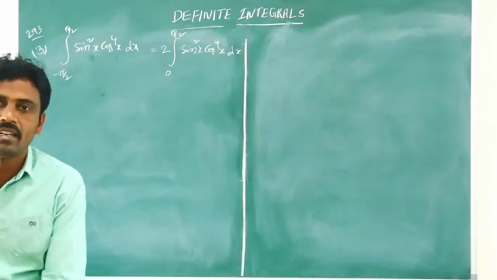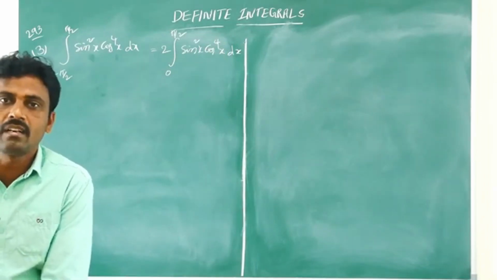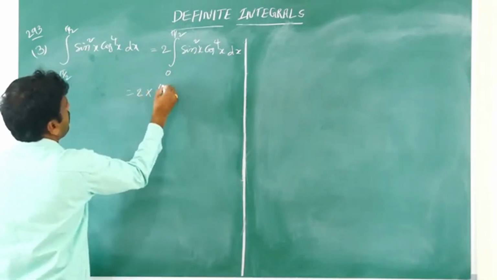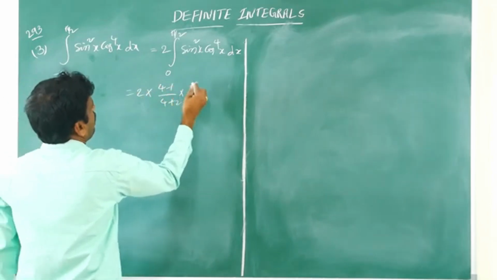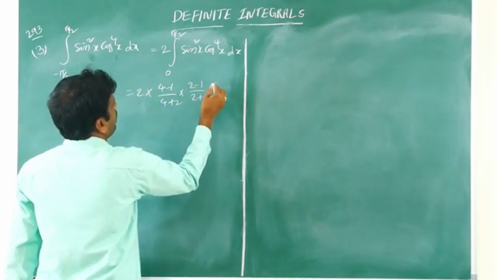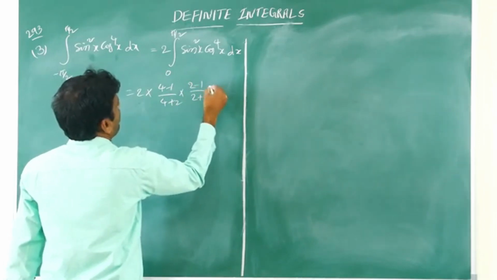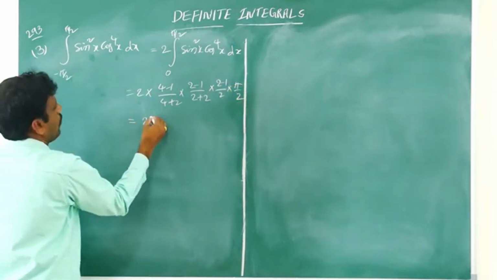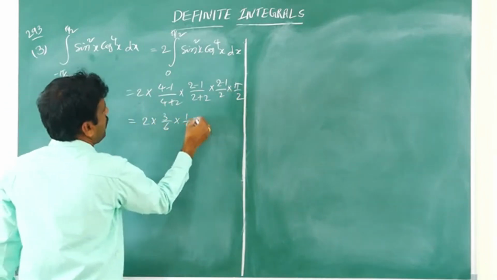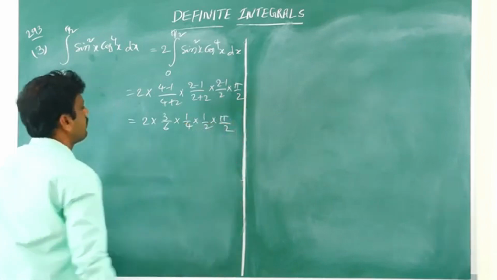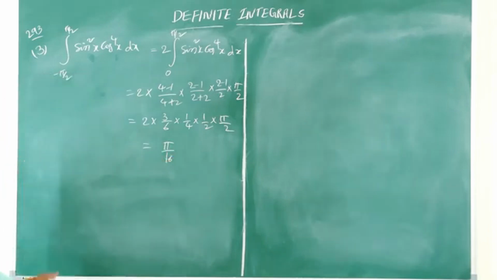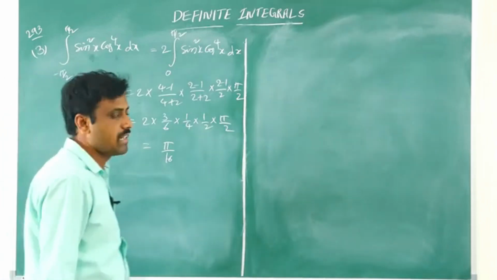2 into integral 0 to pi by 2 sin square x into cos power 4x. That is I(m, n) equals (n minus 1)/(m plus n) into I(2, 2), (2 minus 1)/(2 plus 2) I(2, 0), 2 minus 1 by 2 into pi by 2. That is 2 into 3 by 6 into 1 by 4 into 1 by 2 into pi by 2. 2 cancel, 3 2s 6, 2 4 8, 8 2 16. Pi by 16.